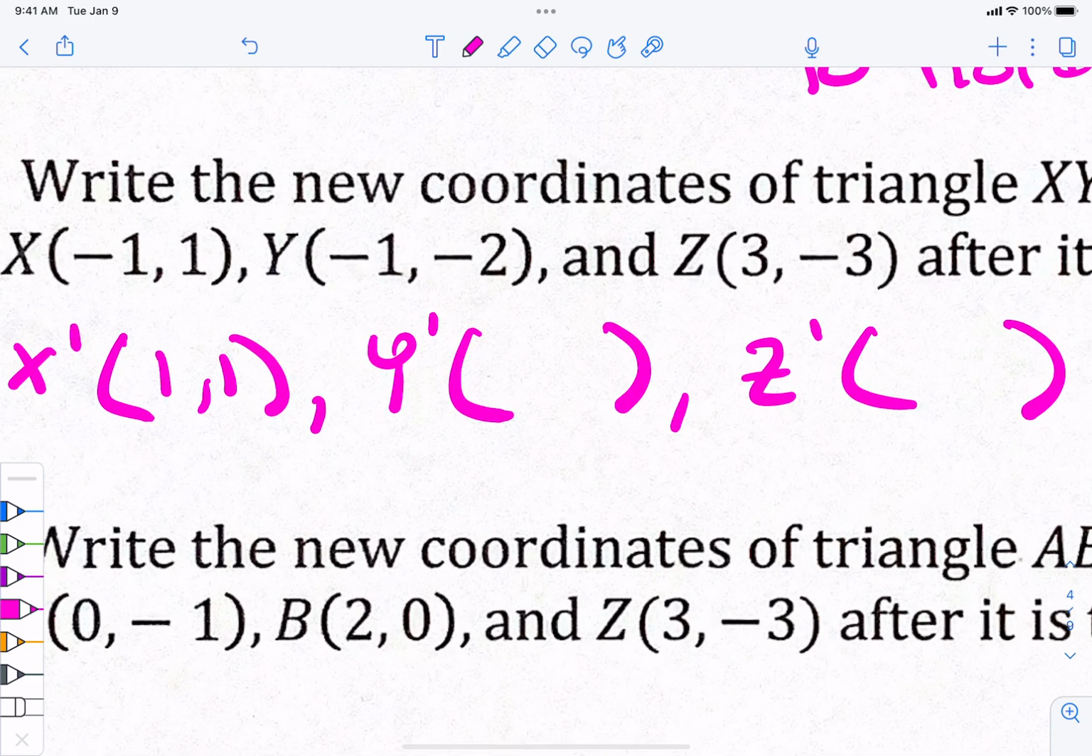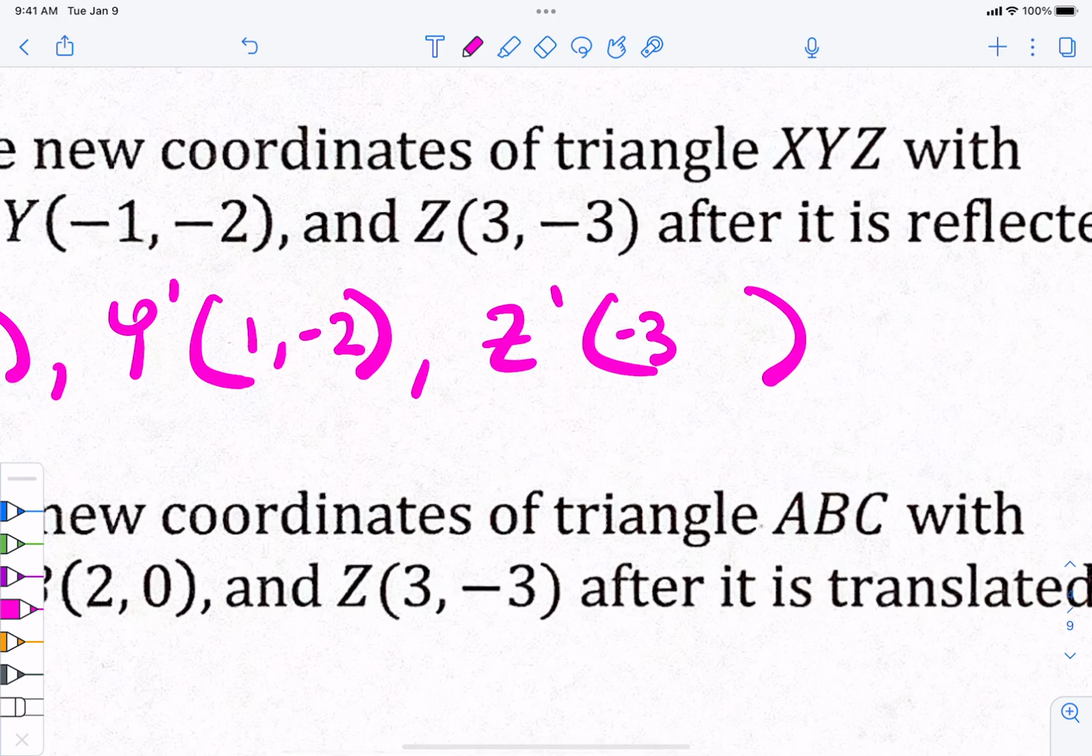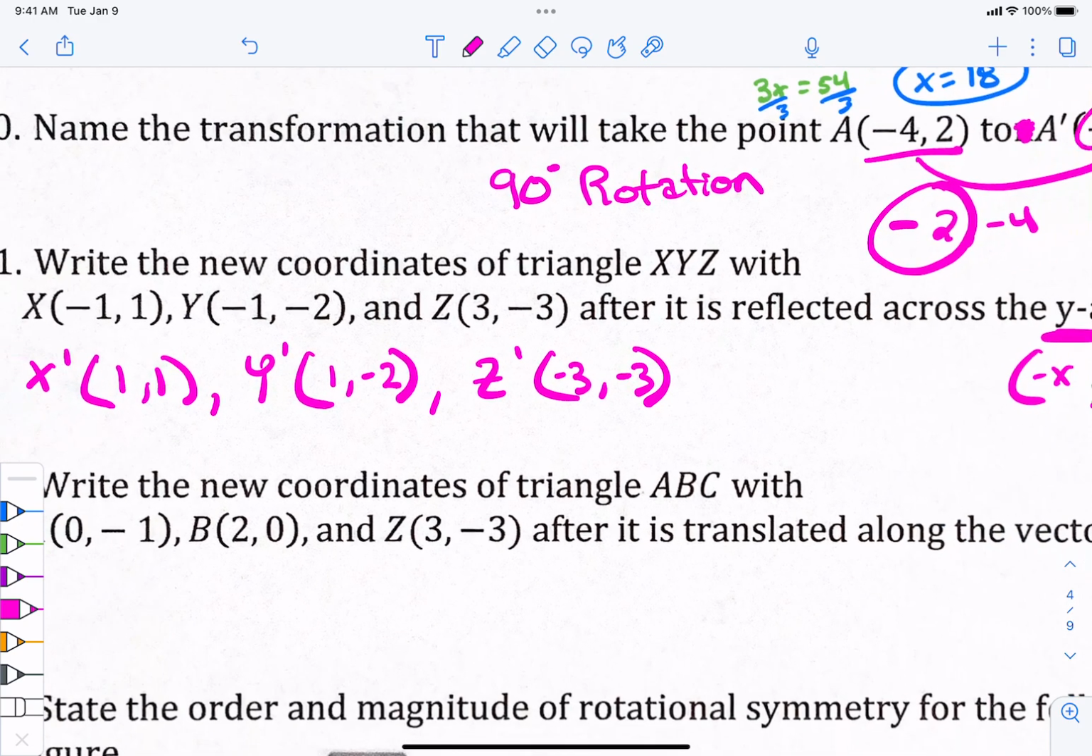So what does x become? 1, 1. Just 1, 1. Yep. Y, 1, -2. And z, -3, 3. -3, -3. Okay? That's it. Not too bad.